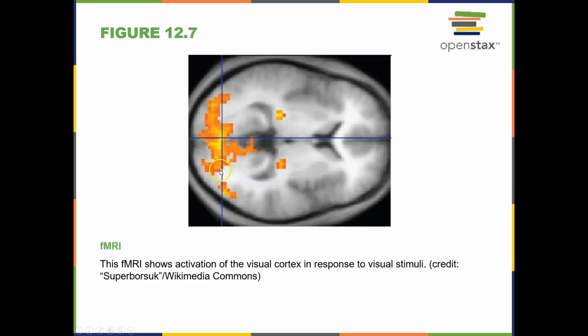This is an MRI showing how the brain lights up when we do have some stimulus, visual stimulus. So this would be like that processing so that we can then understand what we're seeing.